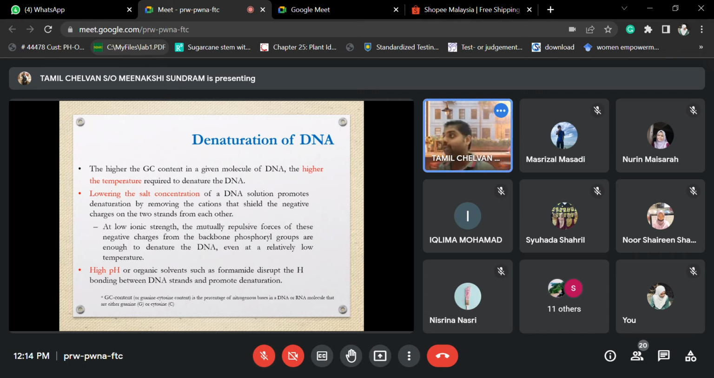Okay. Lowering the salt concentration of DNA solution promotes denaturation by removing the cation that shields the negative charge on the 2 strands from each other. So if you want to denature, you can also lower the salt concentration. At low ionic strength, the mutually repulsive forces of these negative charges from the backbone phosphoryl groups are enough to denature the DNA, even at a relatively low temperature.